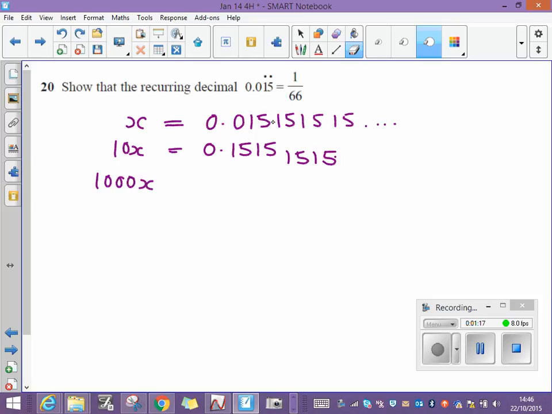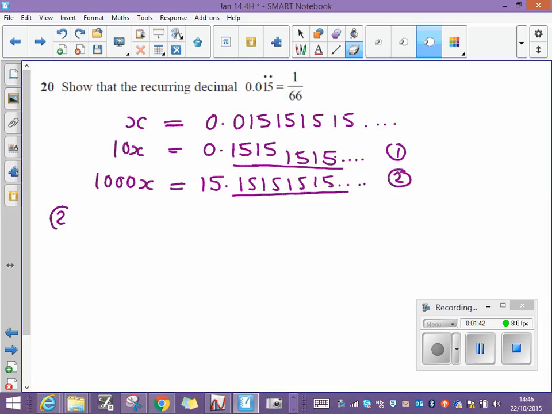Okay, if I now also multiply by 1,000, so I get 1,000x, that's moving the decimal point 1, 2, 3 places to the right. I'm going to end up with 15.15151515, and so on. Okay, now here's the clever bit. If we call this one equation 1 and we call this one equation 2, I can see now, because I've got an identical sequence after the decimal point, I can do the second equation, take away the first.